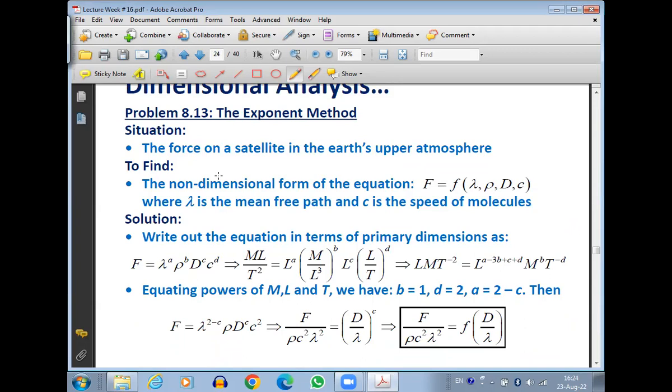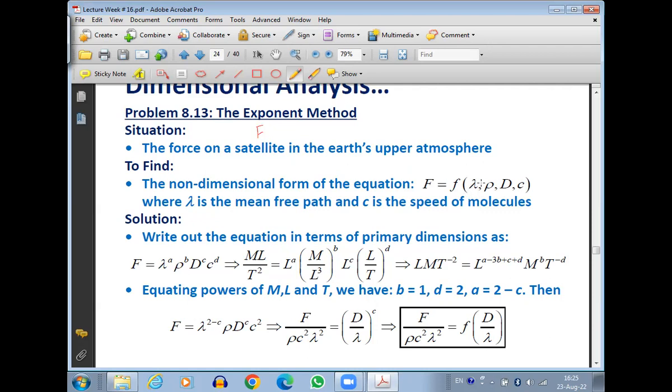Okay, so let's say that we have a situation here: the force on a satellite in the Earth's atmosphere. This is something that we need to find out. We need to find the non-dimensional form of the equation where F is a function of lambda, rho, D, and C. C is the speed of light. D has the dimensions of length, rho is the density, and lambda is a wavelength, so it's also length.